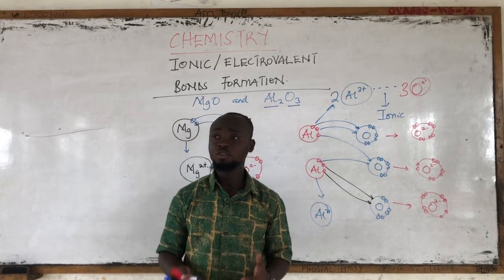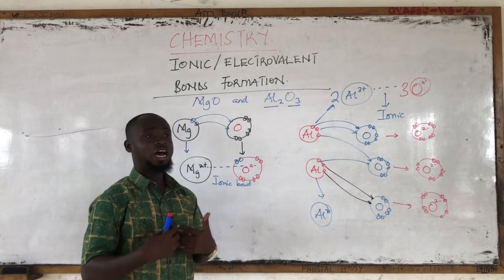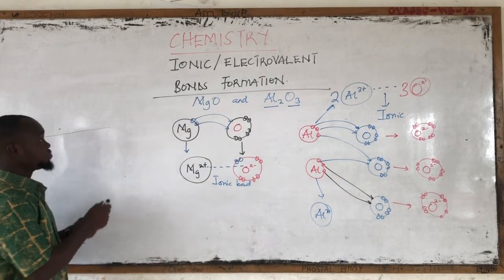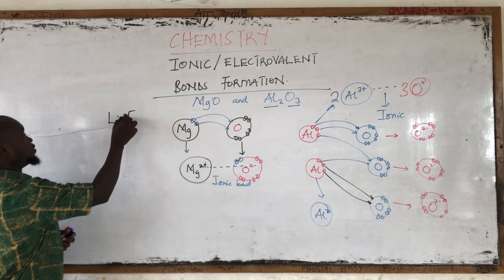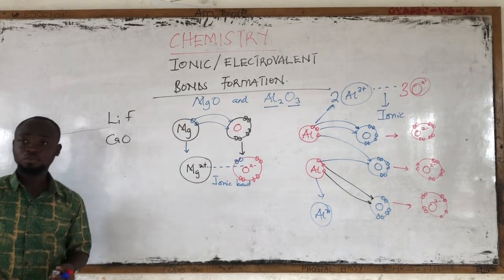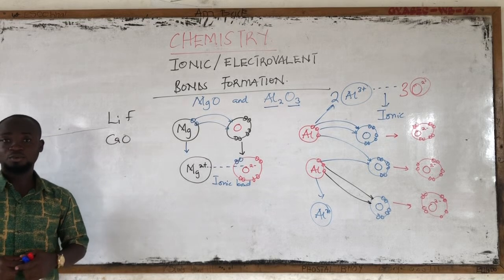We have a lot of examples of ionic compounds which exhibit ionic bond. We can have LiF, we can have CaO, a lot of examples that you can also try as well.